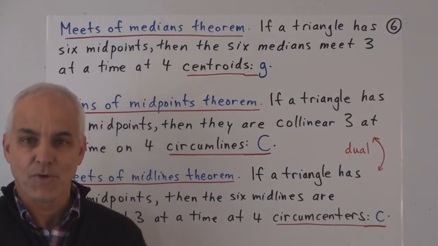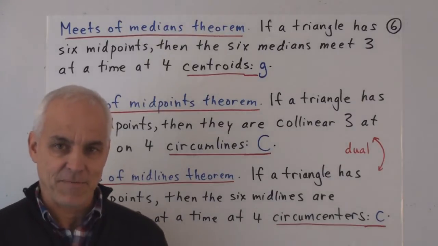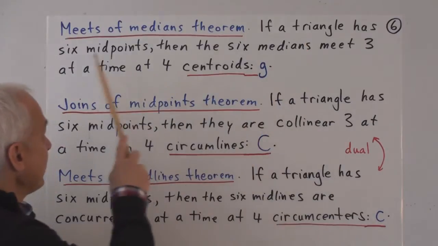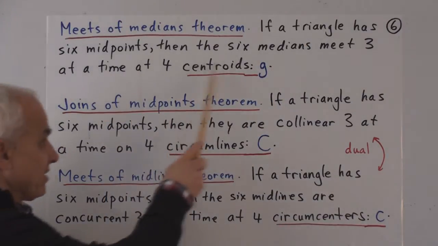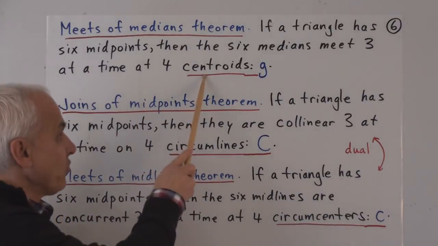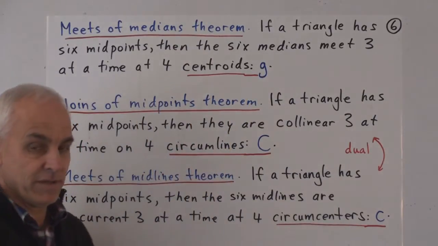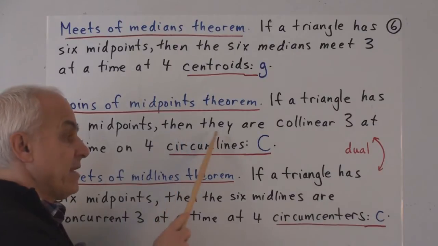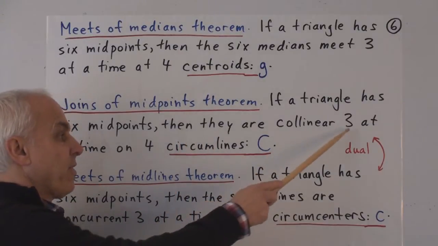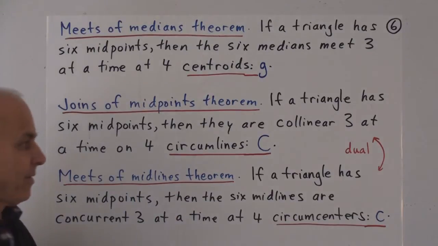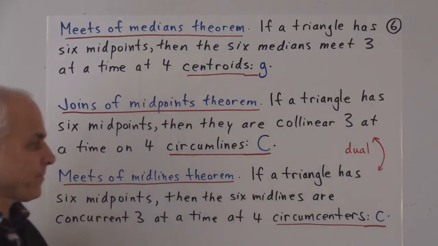Here's a summary of those facts that I just mentioned. The meets of medians theorem: if a triangle has 6 midpoints, then the 6 medians meet 3 at a time at 4 centroids, which we'll denote by G, little g. The join of midpoints theorem: if a triangle has 6 midpoints, then these 6 midpoints are collinear 3 at a time on 4 circumlines, which we'll denote by capital C.